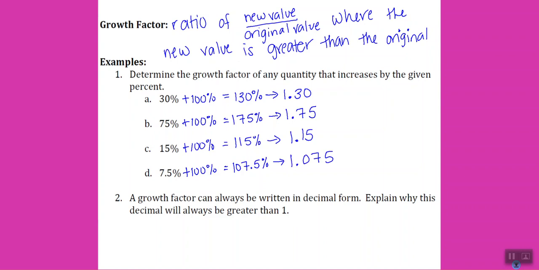So growth factor can always be written in decimal form, which is what we just did here. Why were all of these decimals greater than 1? Well, they were all over 100%.